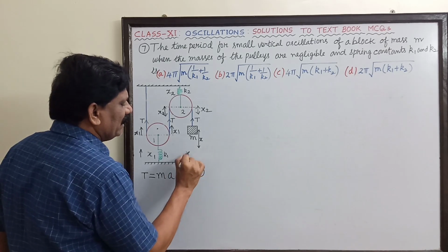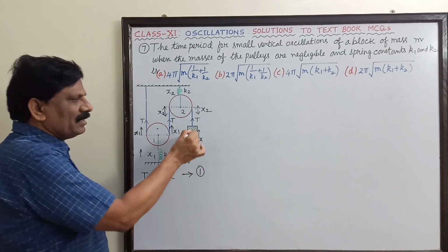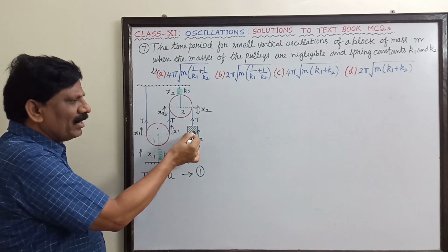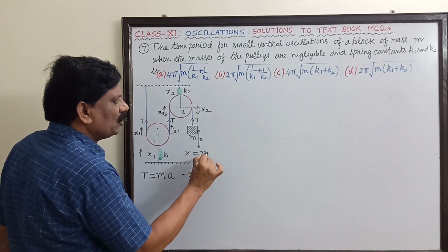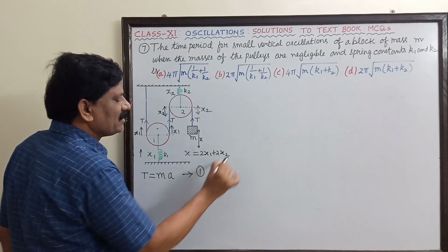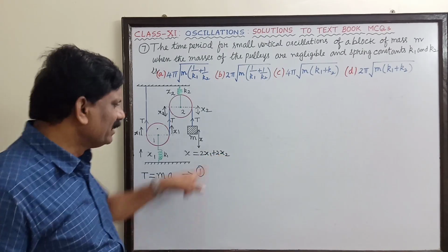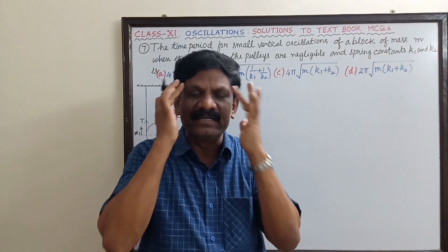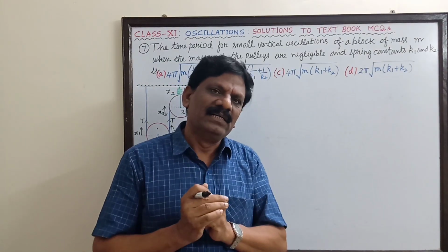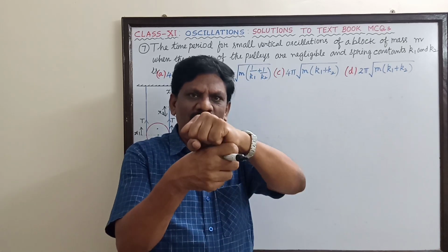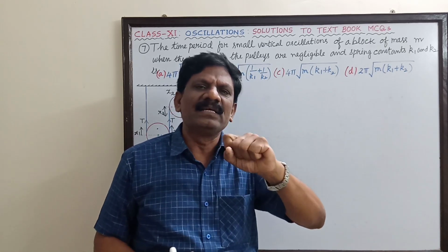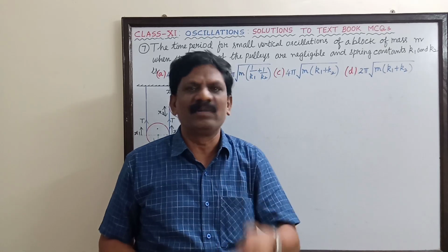Here, this extension produced by the string, or the mass is moving through a distance x. This must be equal to what? 2x1 plus 2x2. Understanding this concept requires concentration. So you think when the spring is attached to the pulley, how much displacement the spring undergoes will be the same as that of the pulley.